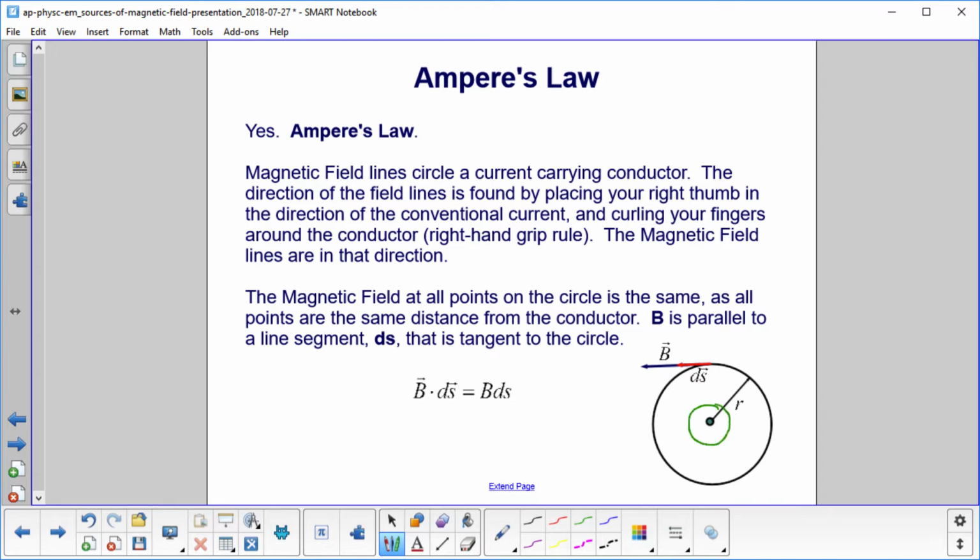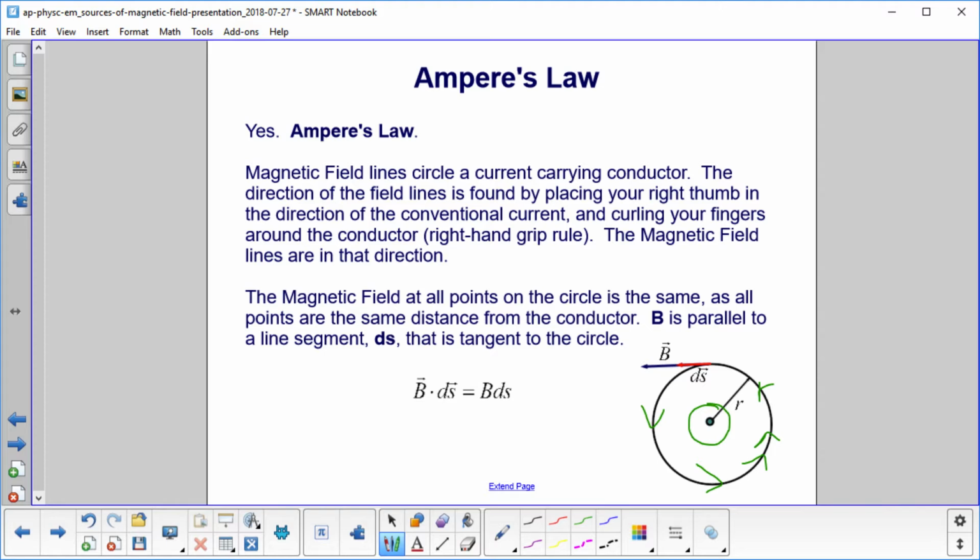Here's our conductor here, carrying current out of the page. You find the direction of the field lines using the right-hand grip rule. Place your thumb in the direction of the conventional current coming out of the page and curl your fingers around the conductor. That's the right-hand grip rule. So it tells you that your magnetic field lines circle like this, and of course the magnetic field at any point will be tangent to that circle. The strength of the magnetic field is the same at all points because it's the same distance from the wire.